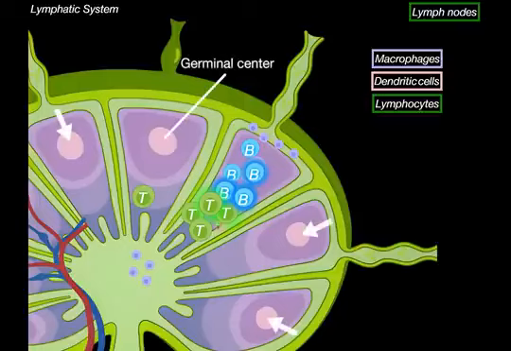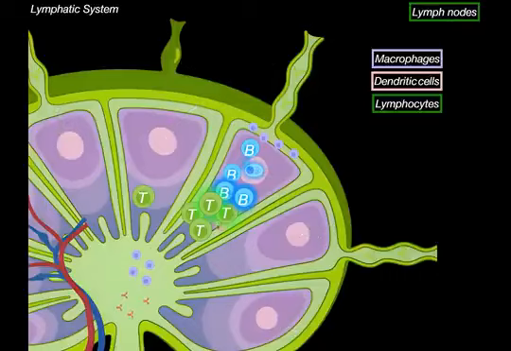From here, some B cells become plasma cells, which start producing antibodies and releasing them into the circulation, while others become memory B cells that remain in the body long term, ready to respond quickly if the same pathogen returns in the future. So that's the general idea of how a lymph node filters lymph and activates the immune response.